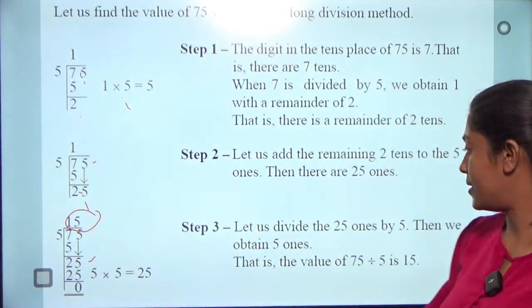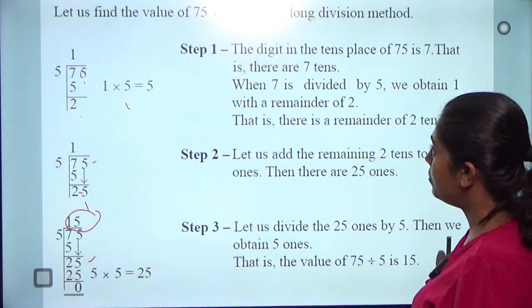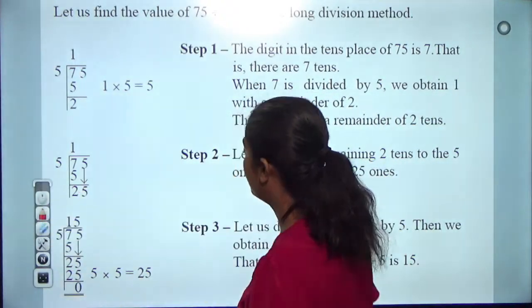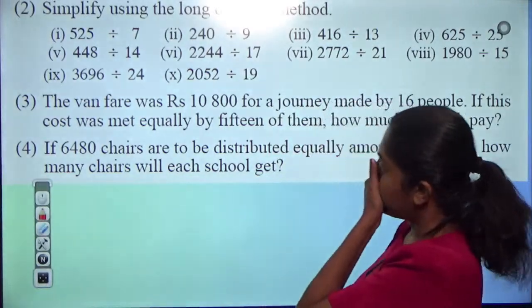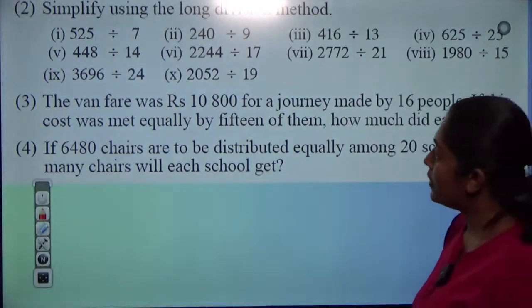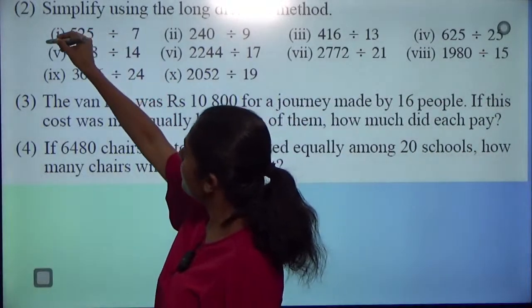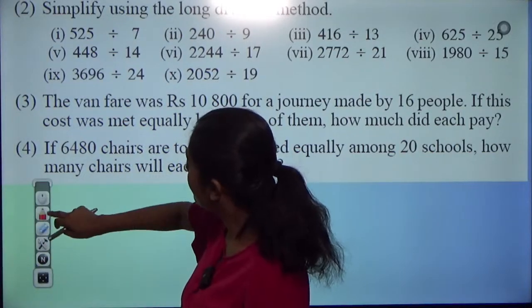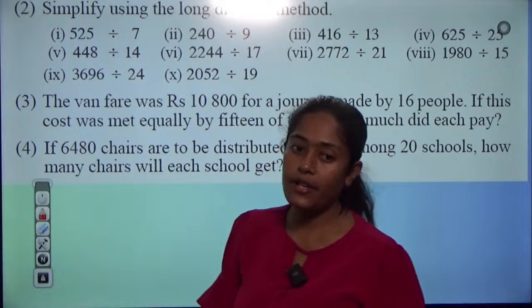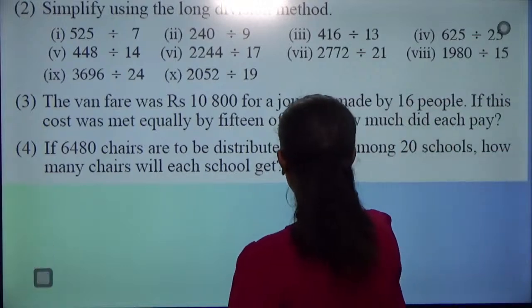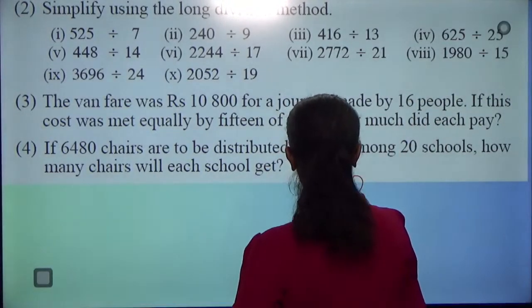Yes, teacher. Right. Then we'll move to the questions. These are the questions from your textbook. First one, shall we do this one? Okay. 525 you have to divide by 7. Shall we do that? Okay. Right. Start.